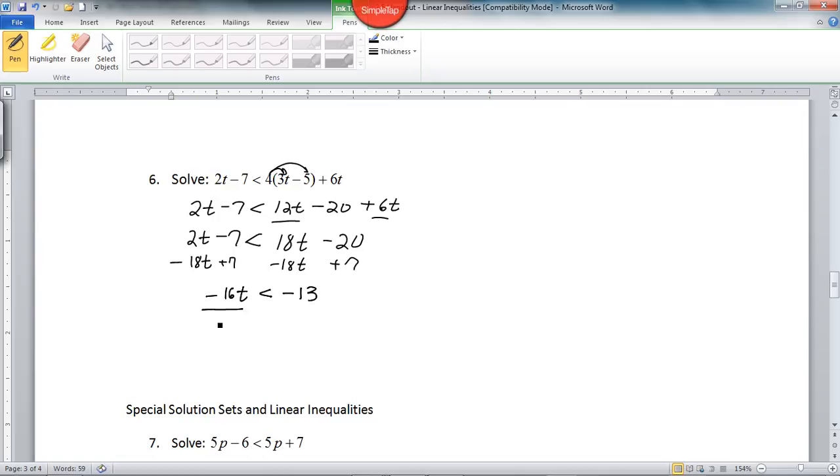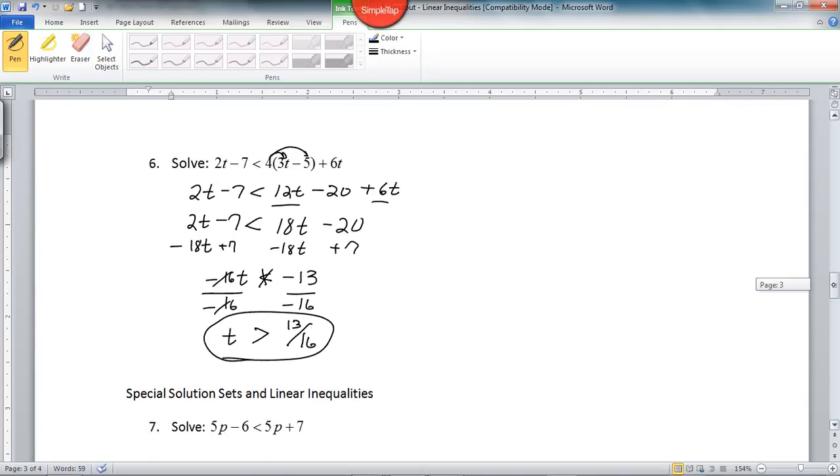However, next step here, I'm going to divide by negative 16, and that's where that rule kicks in. Dividing both sides by a negative, you've got to change the direction of the symbol. The less than becomes greater than, and so on the left I have t, negative 16's cancel out, greater than, negative divided by negative makes it a positive 13/16.